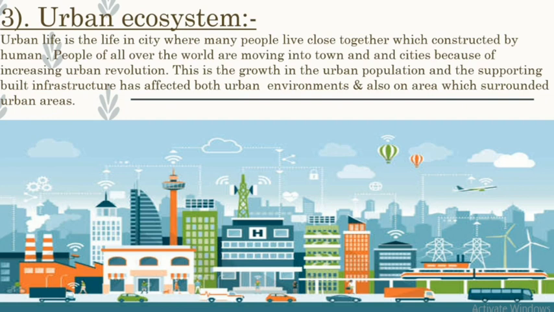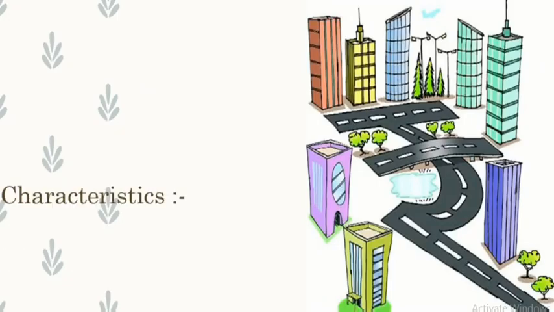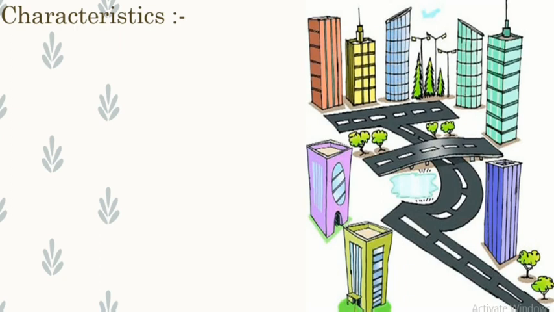Urban ecosystem. Urban life is the life in a city where many people live close together, which is constructed by humans. People all over the world are moving into towns and cities because of increasing urban revolution. This growth in urban population and supporting built infrastructure has affected both the urban environment and also the areas which surround urban areas. What are the characteristics of urban ecosystem?